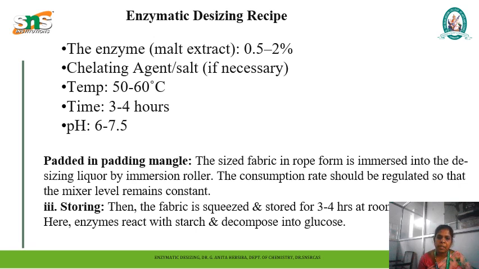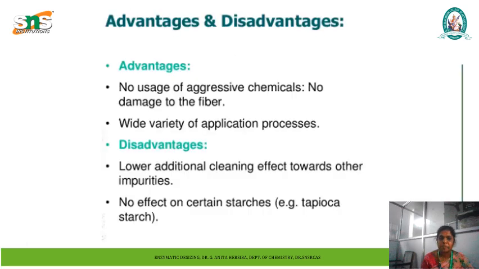How is this desizing carried out? The sized fabric is in the form of a rope, that is rope form, and it is immersed into the desizing liquor by an immersion roller. The consumption rate should be regulated so that the liquor level remains constant, or else initially when you dip, the fabric will absorb more desizing liquor, and later when the fabric comes in, we won't be able to maintain the level. So the consumption rate should be regulated, and then the fabric is squeezed and stored for 3 to 4 hours at room temperature. Here enzymes react with starch and decompose it into glucose.